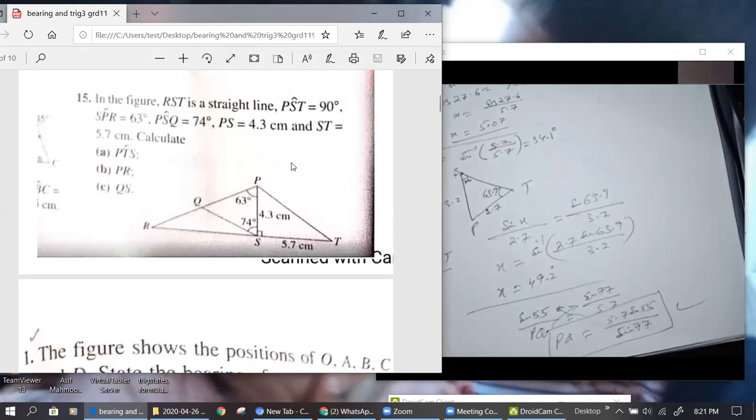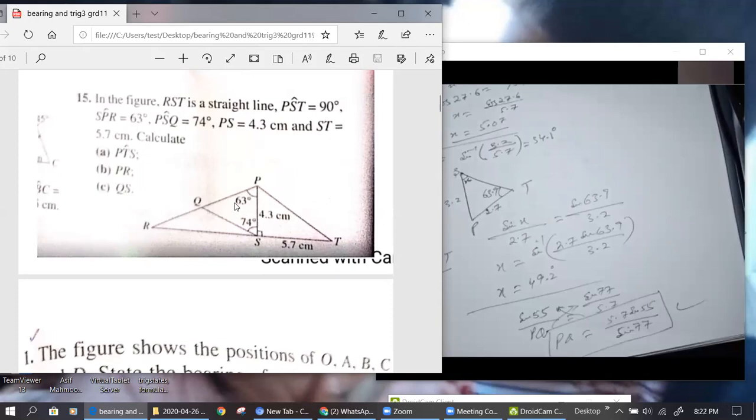Now the last one of this page is, in the figure PRST is a straight line, and everything is given. One angle is 90 degrees, which we have to take under consideration. This is shown with a small square. If a small square is not given, then never think that this is 90 degrees, right? This one is also 90 degrees because they said this is a straight line, right? So the total is 90 degrees, so 74. If you subtract, you will get this one.